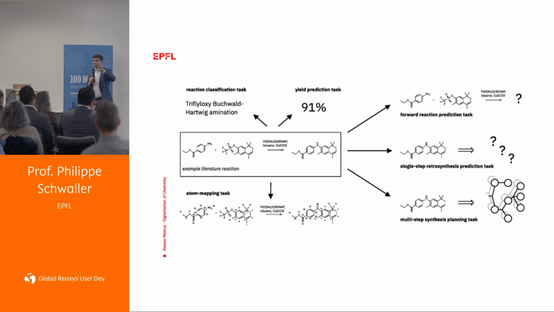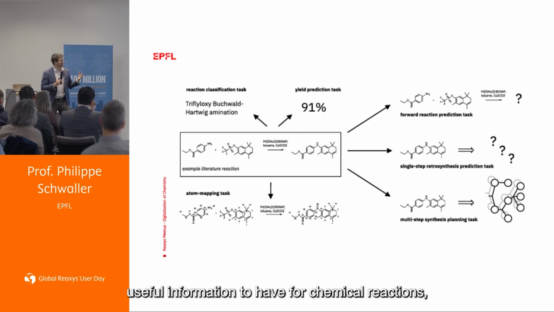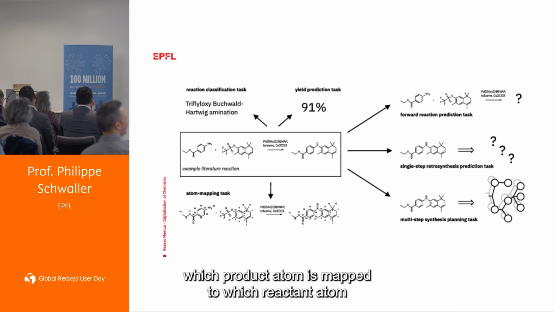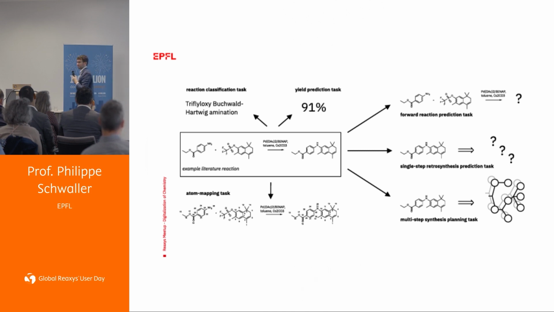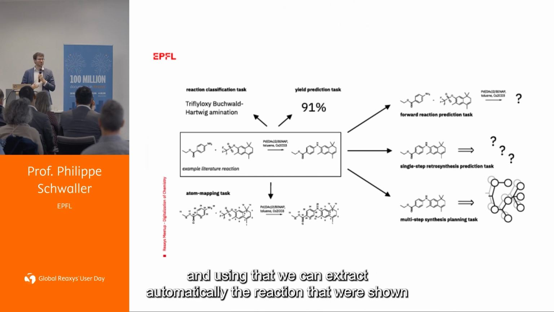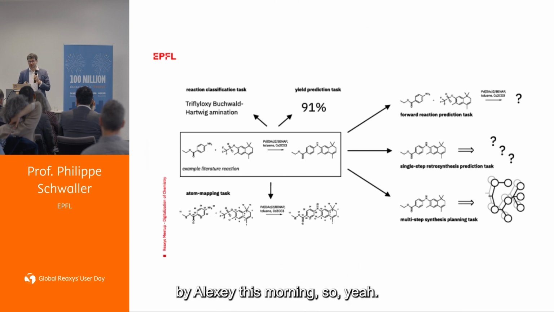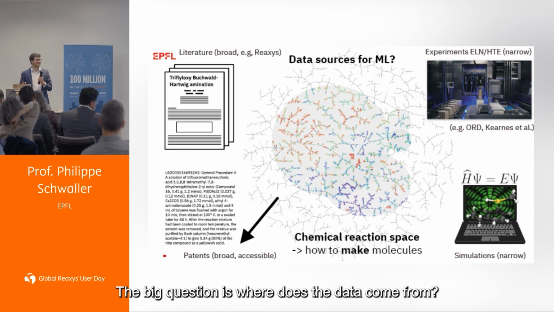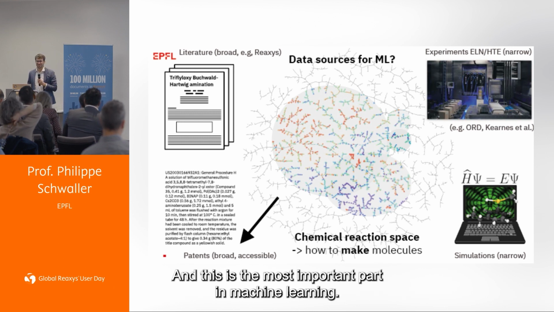It's useful information to have for chemical reactions, basically to know which product atom is mapped to which reactant atom, and using that we can automatically extract the reaction center, as was shown by Alexei this morning. So the big question is, where does the data come from? And this is the most important part in machine learning.